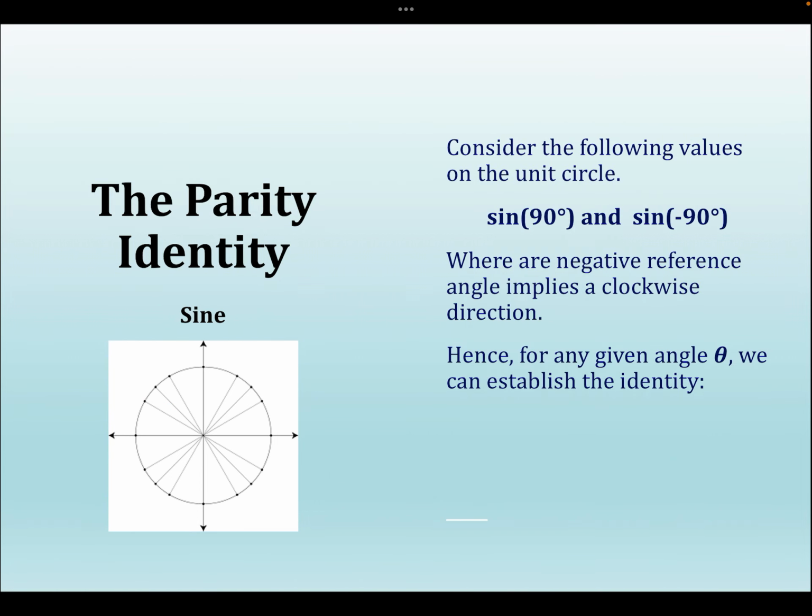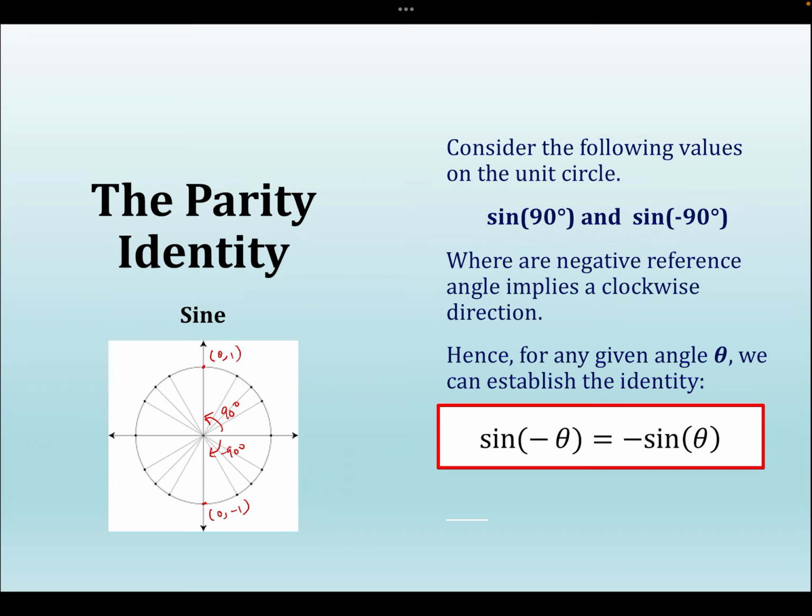the parity identity? Let's think about sine 90 degrees and sine minus 90 degrees. So 90 degrees is here, and we have x is 0, y is 1. X is 0, y is minus 1. So 90 degrees that way, 90 degrees this way, minus 90 degrees. So for any given angle theta, we can therefore establish sine minus theta is the same as minus sine theta.